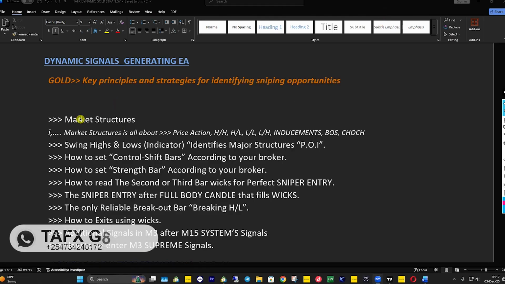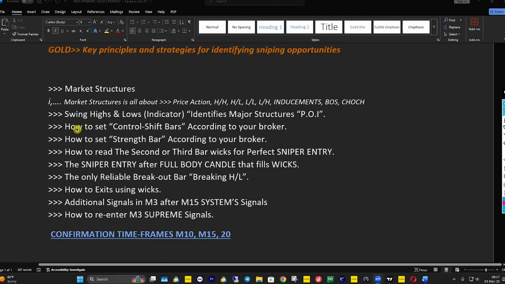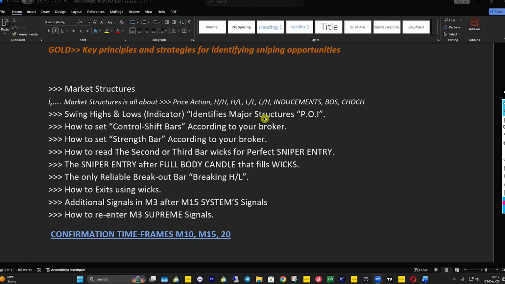Number one, we are going to learn about market structure, which is all about price action and advanced SMC. With SMC, we'll also get higher highs, higher lows, lower highs, inducement, break of structure, and also change of character. The second thing we are going to learn is the swing highs and lows indicator that identifies major structures, which are the points of interest. So keep that in mind.